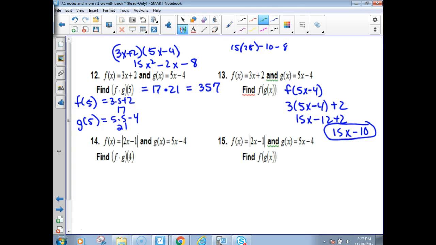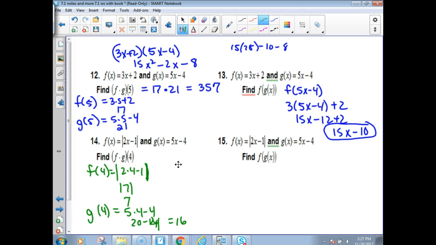Okay, f times g of 4, I'm going to put 4. I definitely want to do the f of 4 first because I've got to put it in the absolute value. 2 times 4 minus 1. That's 8 minus 1, so the absolute value of 7 is 7. And then the g of 4 would be 5 times 4 minus 4. And that's 20 minus 4, which is 16. Okay, so now I just do 7 times 16, and I'm done.